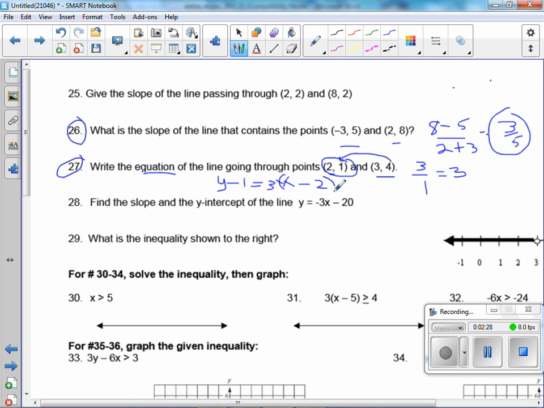So I'm going to distribute. 3 times x will give you 3x minus 6. And now at the beginning is y minus 1. Now I'm going to add 1 to both sides. So now we have y equals 3x minus 5. That is the equation of a line going through these points. That is the answer.